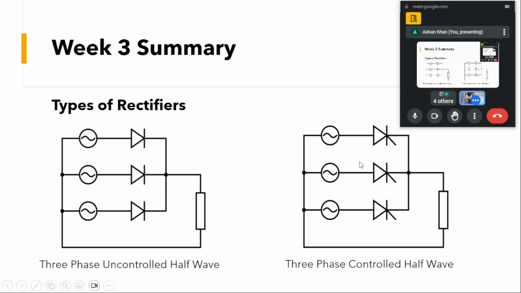Similarly, this second picture is a half wave three phase rectifier, and here you can see that the devices being used are thyristors, which are controllable devices. Because of that, this is a three phase half wave controlled rectifier.